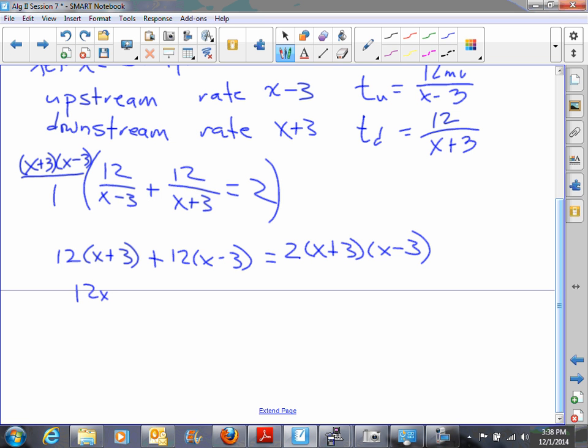12x plus 36 plus 12x minus 36 equals 2x squared minus 18, because x plus 3 times x minus 3 is x squared minus 9, and then when you multiply by 2, you get 2x squared minus 18.